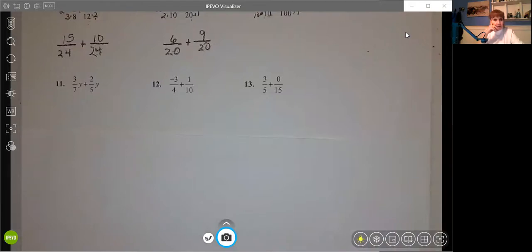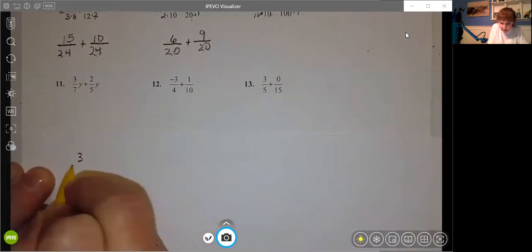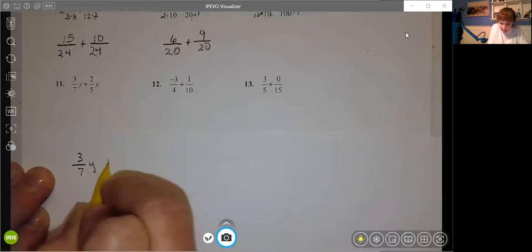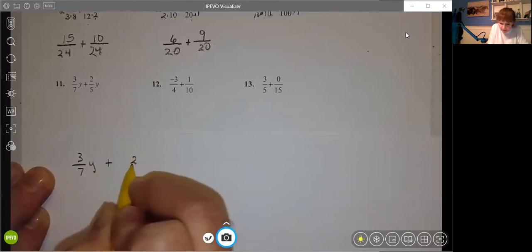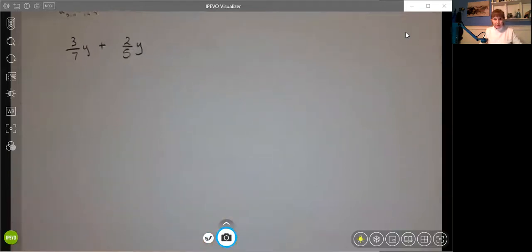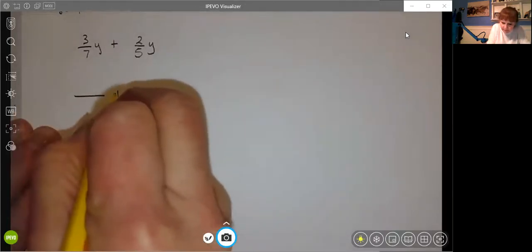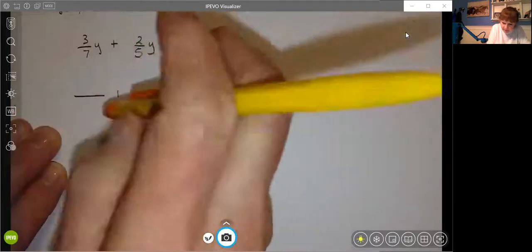Here, the common denominator between 7 and 5. Let's look at that one. I might just copy this one over because that 11 gets in the way. So we have 3/7 y plus 2/5 y. Let's go ahead and just look at this one right here. What do I get? Well, we need a common denominator.